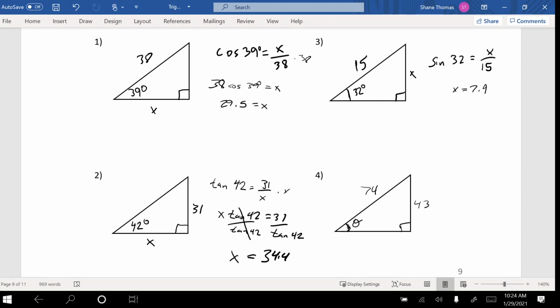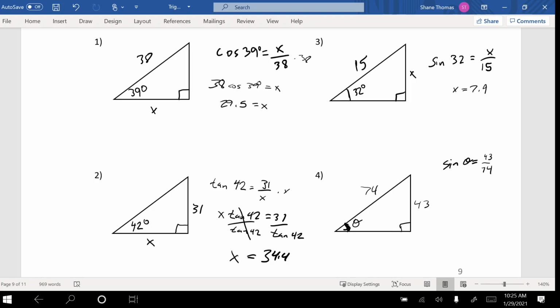Still feeling good? All right, last one of the day. Let's find an angle. In this one, we know two sides of the triangle, and we want to find the angle now. Looking at this, I have my reference angle theta down here. What sides do I have in relationship to the reference angle? Hypotenuse and opposite. So which one's that? That'd be sine, correct. So I have the sine of theta is equal to what? Opposite. There you go, good. 43 over 74.